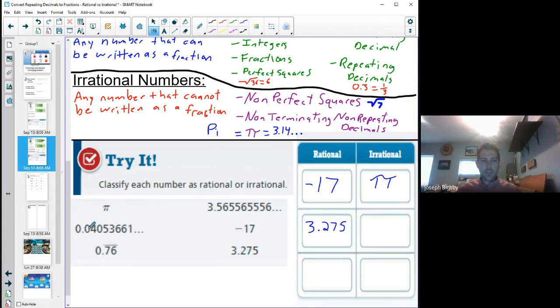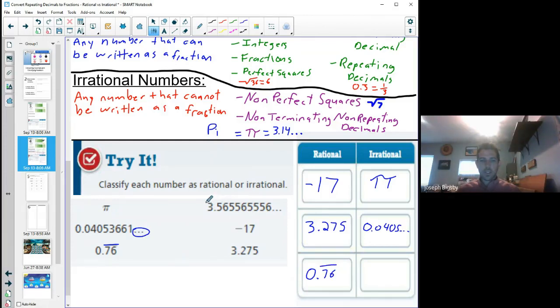Whereas decimals that go on forever, like this one, 0.04053661, dot, dot, dot, you see the dot, dot, dot, that means it goes on forever. That one is going to be irrational because it goes on forever and it has no repeating numbers in it. Now, if it is repeating, like 0.76 with the repeating bar above it, the repeating bar is rational, we said. So 0.76 repeated would be rational.